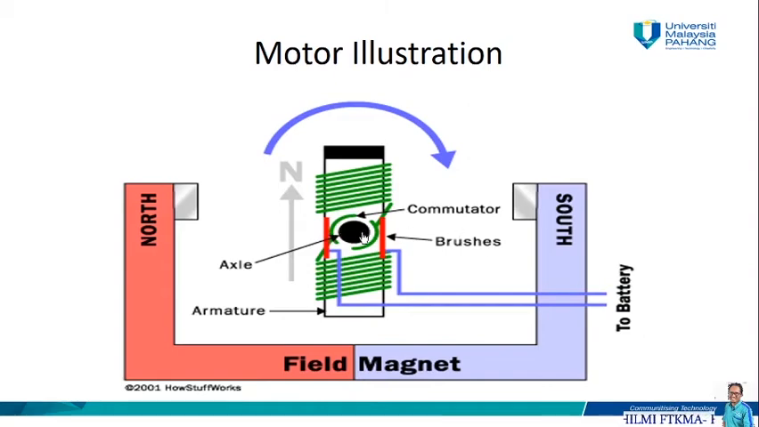So the contacts of the commutator are attached to the axle of the electromagnet, so they spin with the magnet. And we have the last part, the brushes here, the red one, where the function is just to make contact with the commutator. So the brushes are just two pieces of metal attached to a spring or carbon, and they connect the commutator with the power supply.